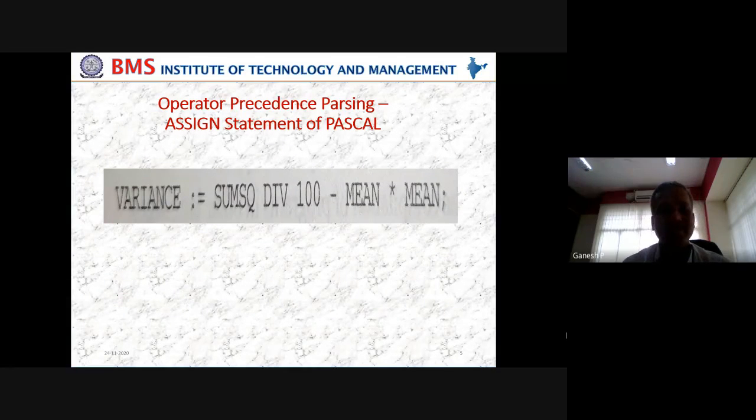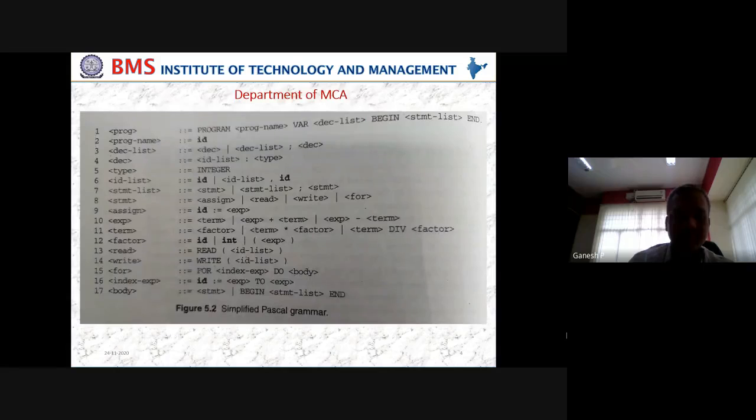Now let us take another statement, an assignment statement in Pascal: variance is equal to sum SQ divided by 100 minus mean into mean. We need to check whether this statement is a valid statement or not. So what is the input for us? This is the input. Whatever grammar we have here is input for us. This is an example of an assign statement. Line number 9 is going to be the assign statement.